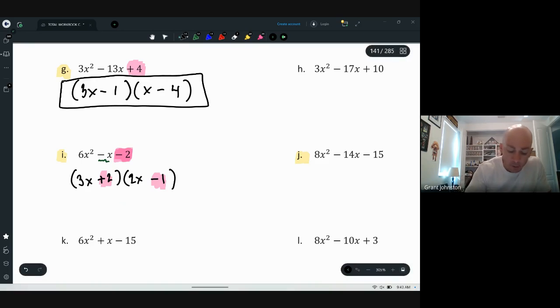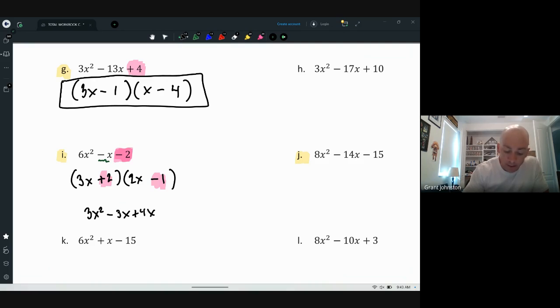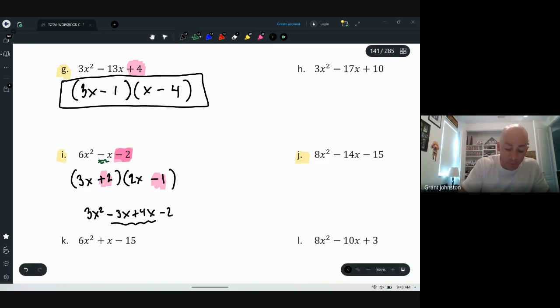So 3x times 2x is 6x to the second. 3x times negative 1 is negative 3x. 2 times 2x is 4x. And 2 times negative 1 is negative 2. These combine to 1x, right? Negative 3x plus 4x is positive 1x. So I was so close. We need a negative 1x. So maybe just a little adjustment. What if instead of doing positive 2 and negative 1 up here, I did negative 2 and positive 1? Now let's check that.